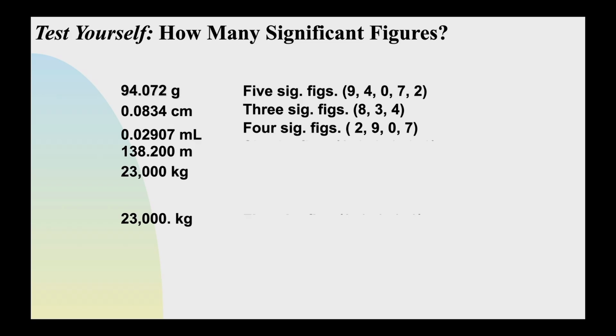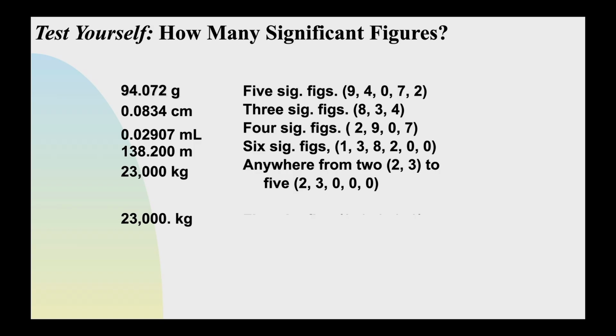Now, the next one has a decimal. It has non-zero numbers before the zeros, and the zeros are after the decimal, so everything counts. Lazy chemists wouldn't include those last 2 zeros unless there was a reason for it. 6 sig figs. Now, the next two are tricky. 23,000 without a dot and 23,000 with a dot. 23,000 without a dot drives me kind of crazy because we don't really know.